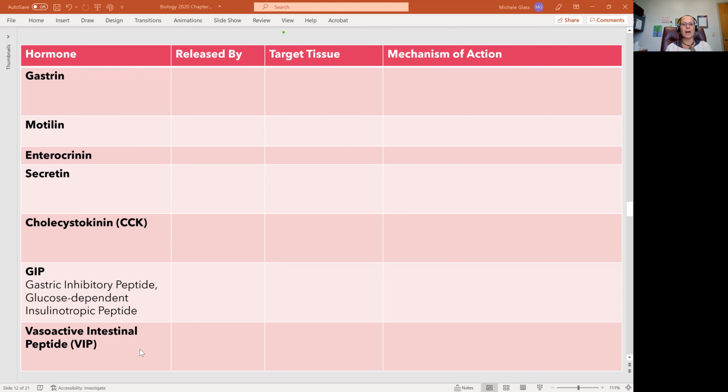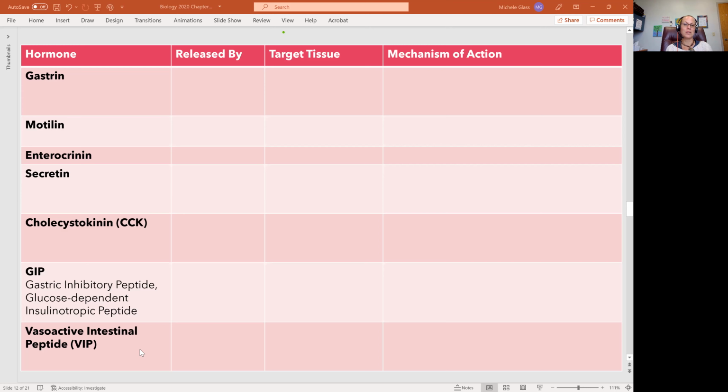So the first column is titled hormone. And we're going to have gastrin, motilin, enterocrine, secretin, cholecystokinin, GIP, and then there's 2 possible names for this hormone. So you can either call GIP gastric inhibitory peptide, or you can call it glucose dependent insulinotropic peptide. That's informative, but a little bit of a mouthful. And then the last one on our list is vasoactive intestinal peptide.